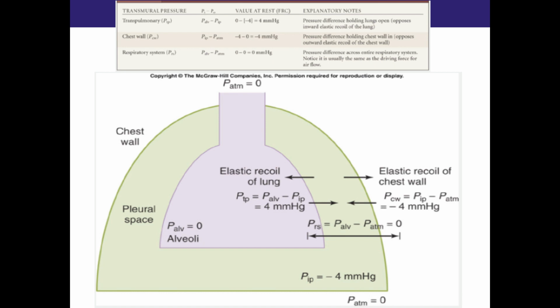The main thing with this diagram, since you guys are here for the review, is just the definitions at the top. Just know those definitions. Transpulmonary pressure is the pressure difference across the visceral pleural membrane, that inner membrane. It is the alveolar pressure minus the interpleural pressure. It's technically the pressure that is keeping the lungs open. It's opposing the elastic recoil. Without that pressure, your lungs would collapse.